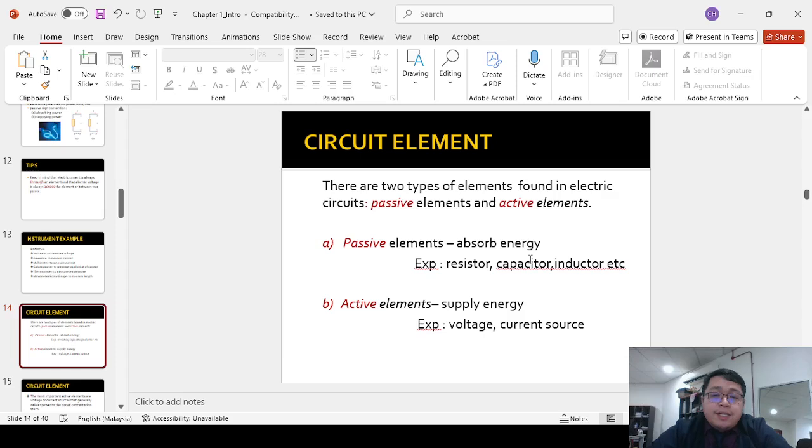So in a circuit, there are two types of elements found in electric circuits: passive elements and active elements. Passive elements absorb energy. Resistors, capacitors, inductors, all of these are passive elements. While active elements supply energy. When you say supply, you already know that it is the voltage supply or the source of the current. That is the active element.